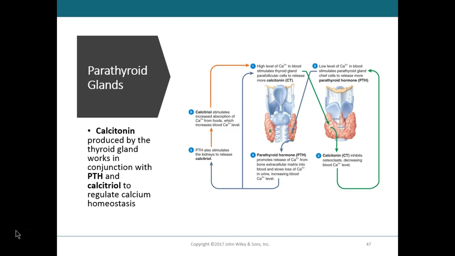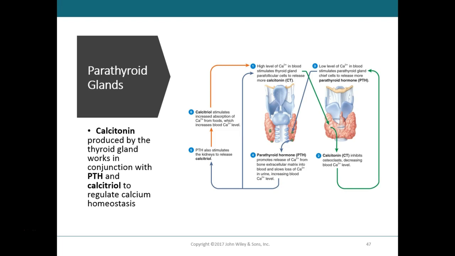Blood calcium levels are directly related to controls of secretion of calcitonin and parathyroid hormone using negative feedback loops. So rather than just one, we have 2. So let's look at what happens here. When you have high levels of calcium in the blood, that's going to stimulate the thyroid gland to release calcitonin. Okay? So when the thyroid gland releases calcitonin, calcitonin is going to inhibit osteoclasts from breaking down bone and stimulate osteoblasts to build bone.